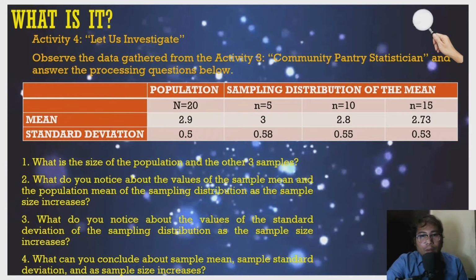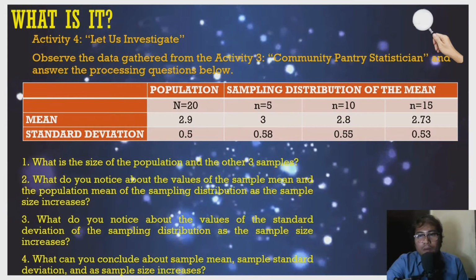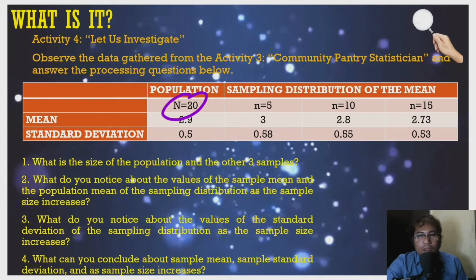We have the population, which is equal to 20, and the sampling distribution of the mean, where we picked 5 families, then another with 10 families, and we randomly picked 15 families, where each n has its own mean and standard deviation. For the population, we have the respondents of 20 families. For the mean, we have 2.9, and for the standard deviation, we have 0.5.